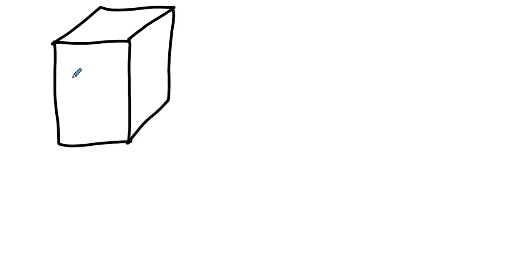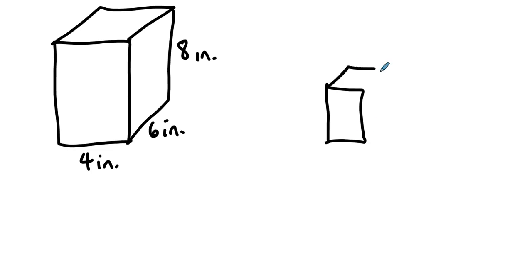So let's do this. Here is a rectangular prism, and it is 4 inches by 6 inches by 8 inches. And here is a rectangular prism, and it is 2 inches by 3 inches by 4 inches. Take a moment, hit the pause button, find the volumes of each, and decide what the relationship between them is.